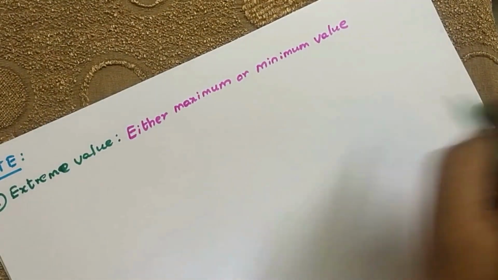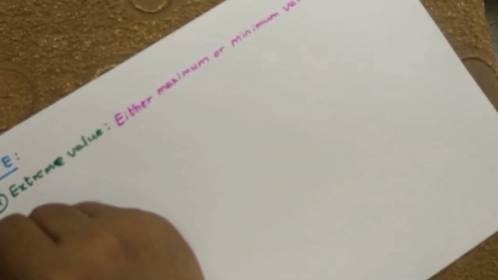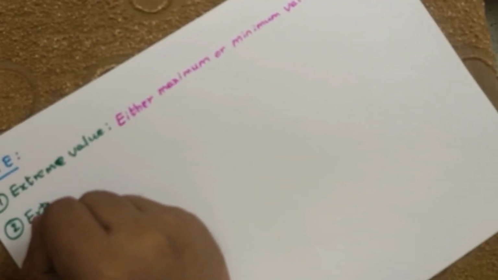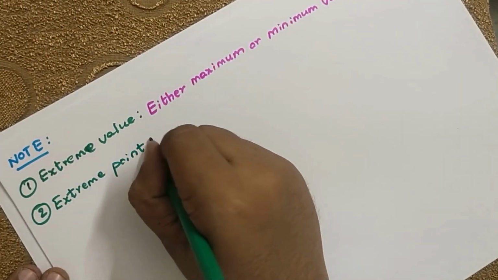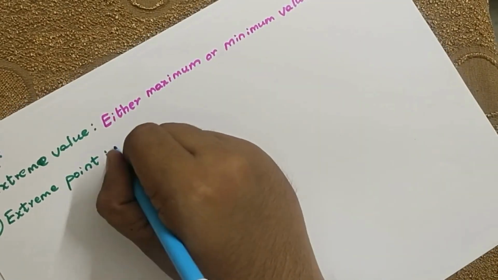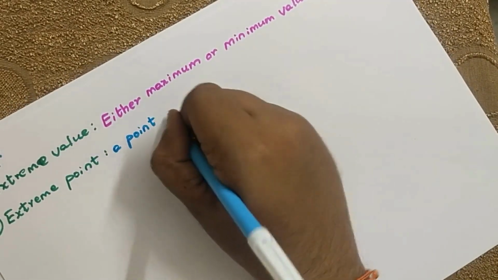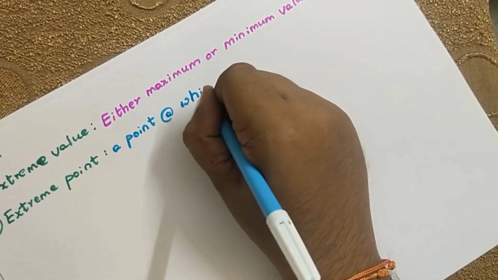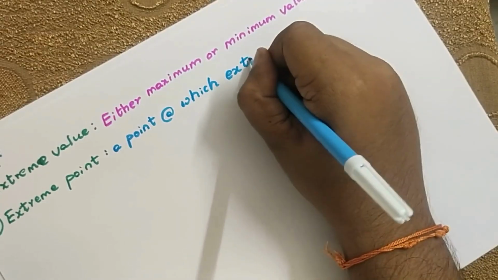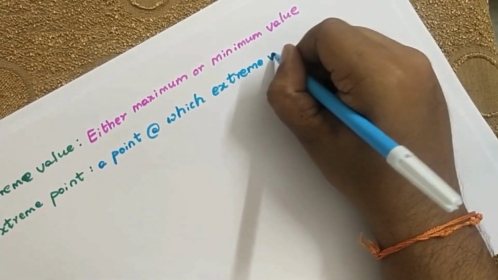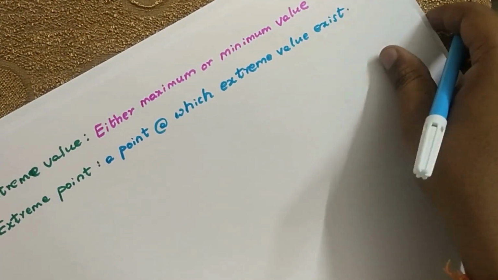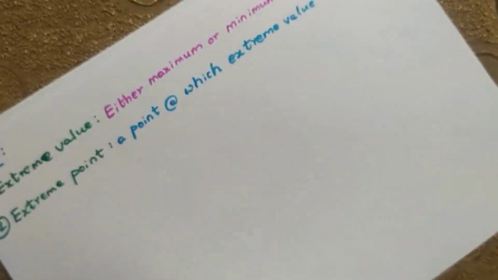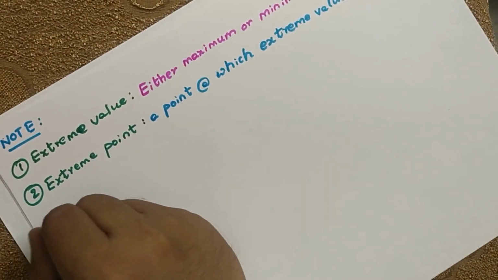Okay. So let's see another point. So extreme point in the sense, extreme point ante a point at which extreme value exists, that's it. So a point at which this extreme value exists. That is, it is either maxima or minima point. That's it, simple.